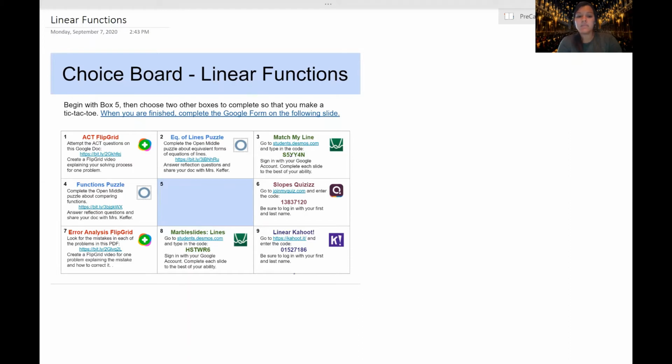So try these out. My suggestion would be, if you are really unsure, you're totally not remembering linear functions at all, then I would start with maybe some of the Desmos activities. If you're like, man, linear functions are great, then I would probably try some of the ACT questions. Some of those ACT questions can be a little bit challenging in the way they're worded. So give those a try.